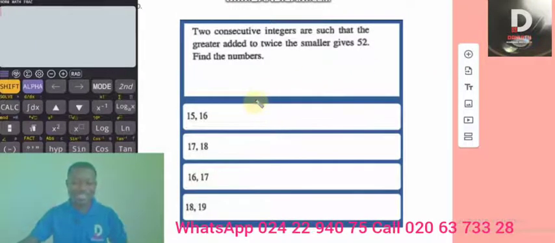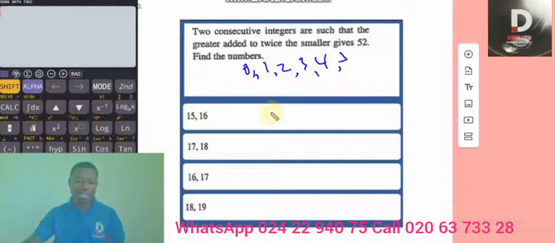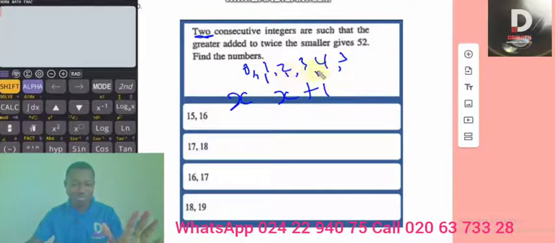Alright, last but not least, 2 consecutive integers are such that, consecutive means continuous. Integers are what? Positive and negative whole numbers: 0, 1, 2, 3, 4, 5. What's the interval? 1, 1, 1, 1, 1, 1. So first one is what? X. He said 2 consecutive. Second one should be what? X plus 1. Do you agree with me? Perfect, because the interval is 1.